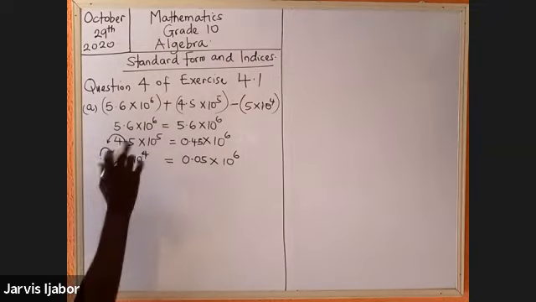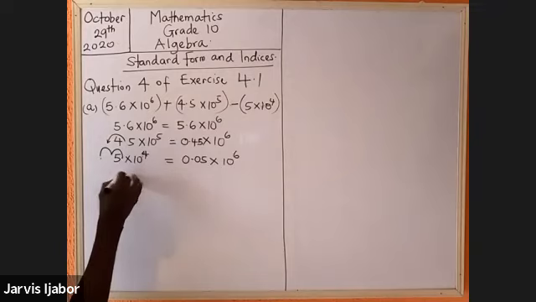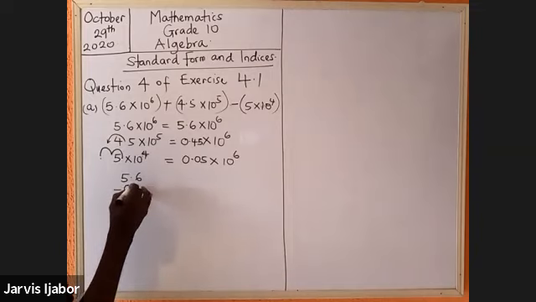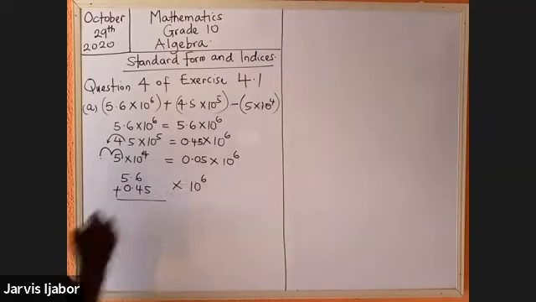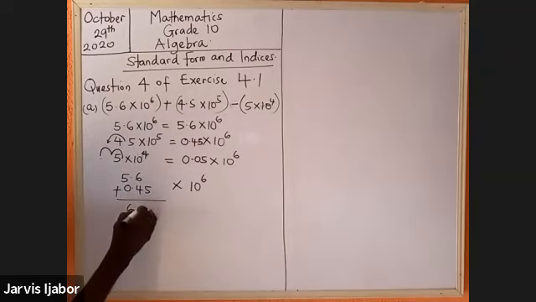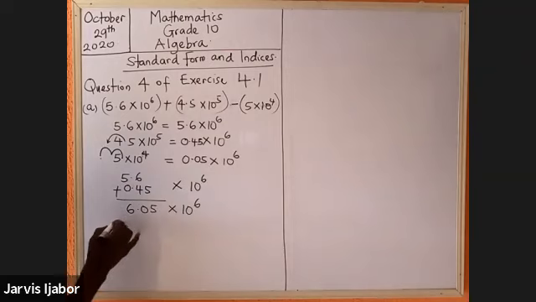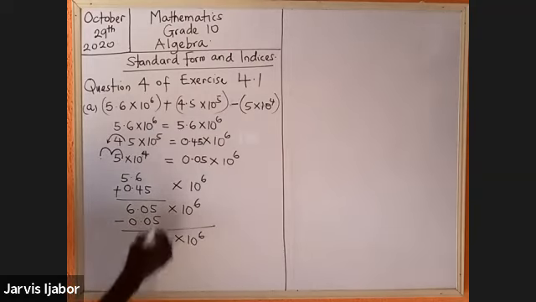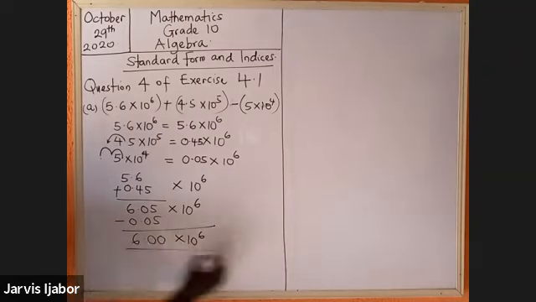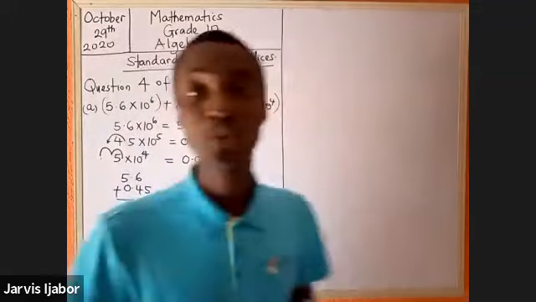Now remember that our task is to add these two and then subtract from this. So that gives me 5.6 plus 0.45, whatever I get, times 10 raised to the power of 6. And this will give me 6.05 times 10 raised to the power of 6. And then I'll bring this one in, minus 0.05 times 10 to the power of 6. And that will give me 0.6, which invariably becomes 6 times 10 raised to the power of 6. And that solves that particular question.